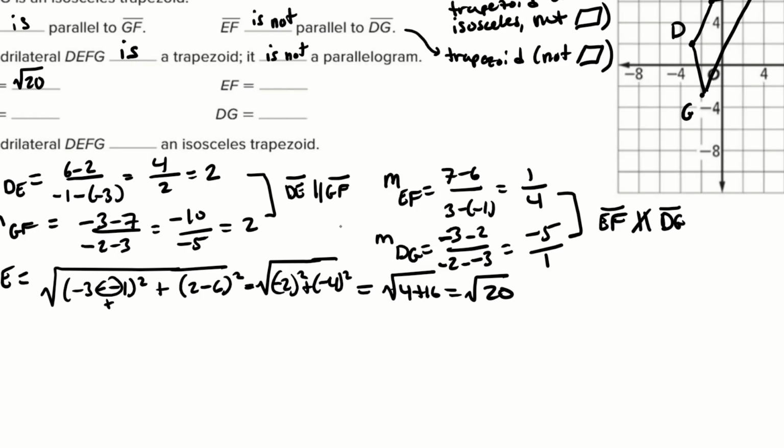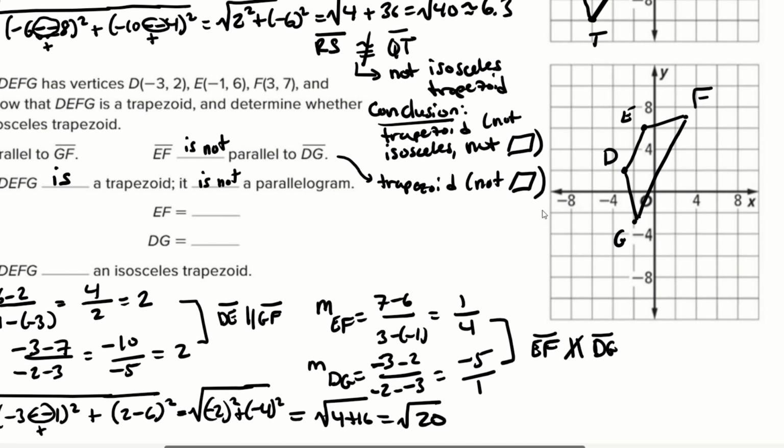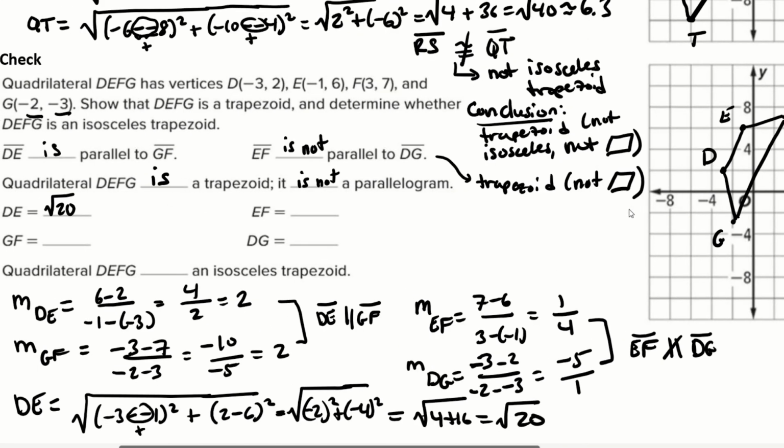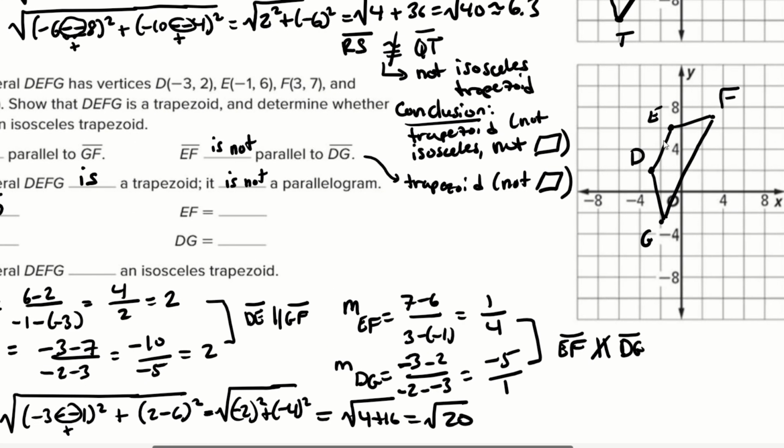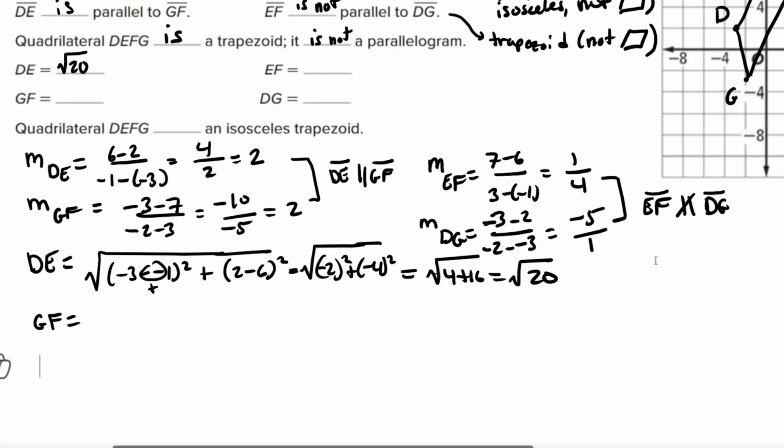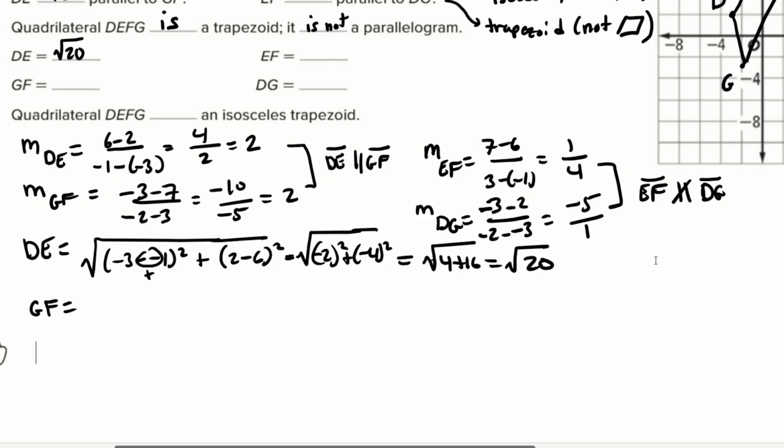And then let's do GF. Now we know that for this to be isosceles, DE and GF are not congruent, but DG and EF are. So we know that that's the case for this to work. They want us to find all of them anyway, so we might as well find all of them. So I'll take the square root.